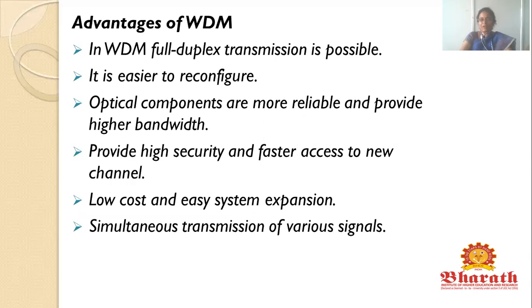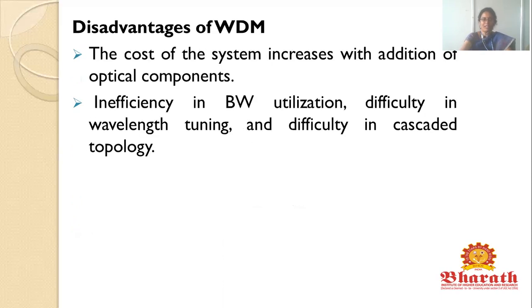And then the advantages of WDM. Full duplex transmission is possible with the help of bidirectional WDM. And WDM is easy to configure. The optical components we are using in this system are more reliable and provide higher bandwidth. By using WDM, simultaneous transmission is possible. WDM is very low cost and allows easy system expansion. In WDM we are using optical signals, so it provides high security and faster access to a new channel. These are all the advantages of wavelength division multiplexing.